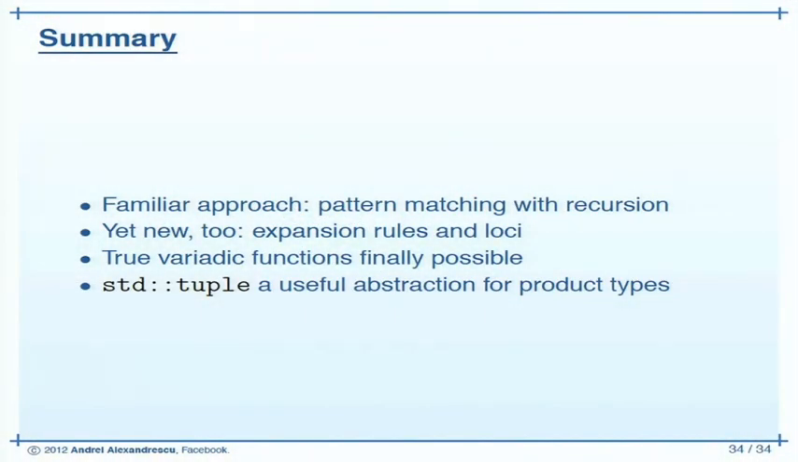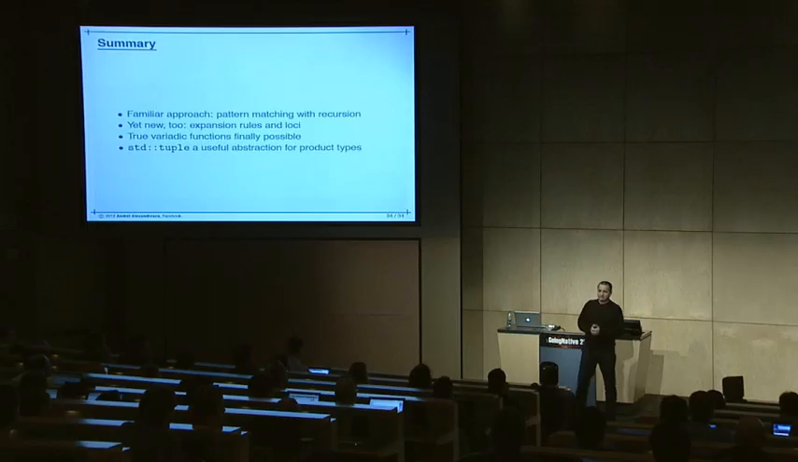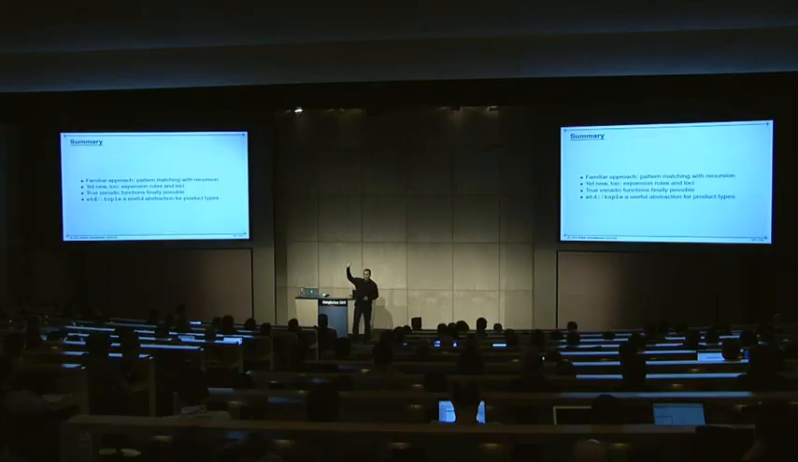True variadic functions are finally possible, which is a great thing. I love the printf that's variadic and safe. And finally, std::tuple is a useful abstraction for product types. I asked Alisdair Meredith what happened to variant. Why is it not in the standard? He said essentially there's so much that people haven't had the time to do. So definitely there's variant in Boost and elsewhere. It's good to have, and std::tuple is a very good flagship example of what variadics can do. All right, with this I'm done and I'm ready to take questions.